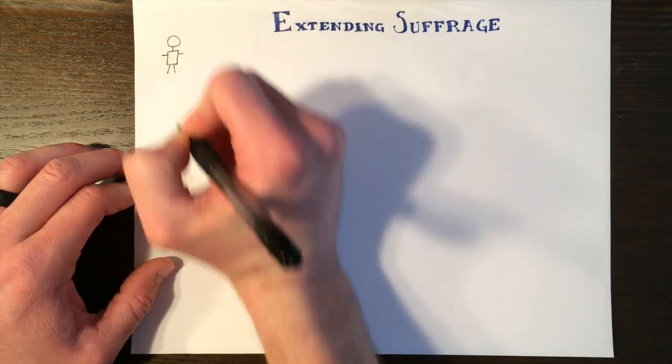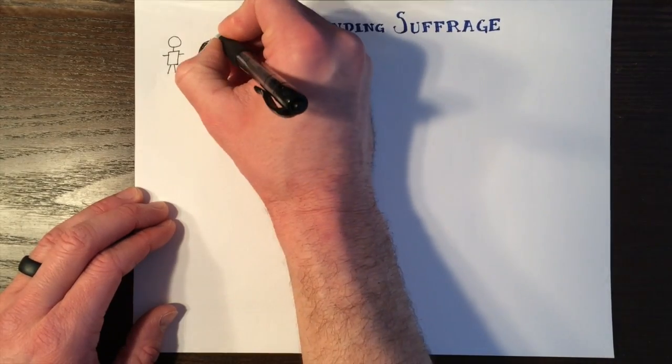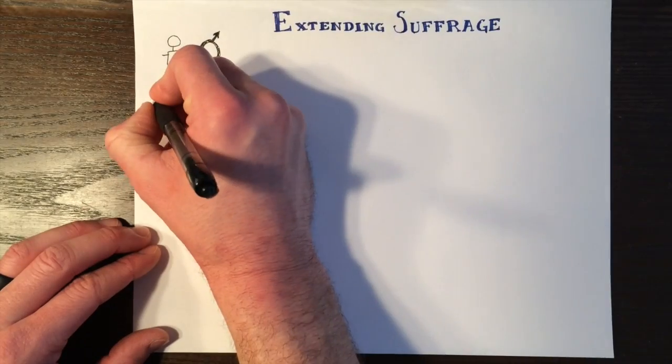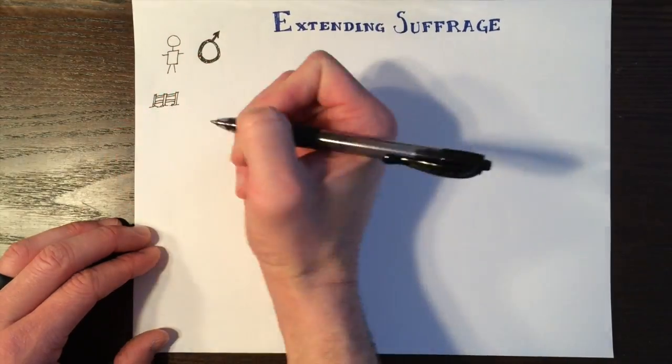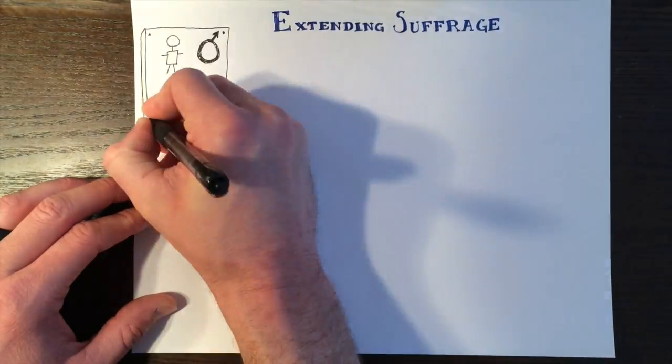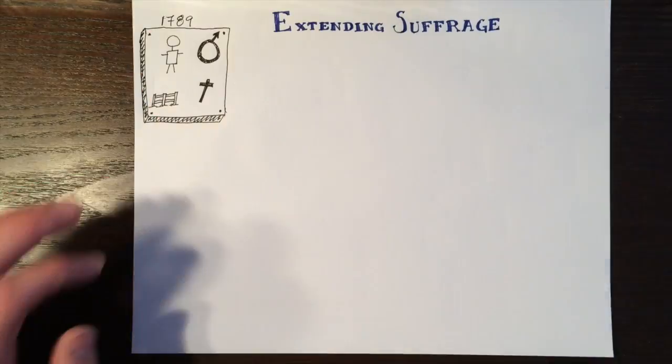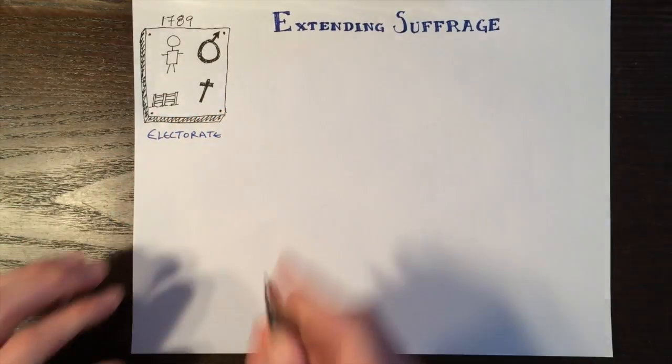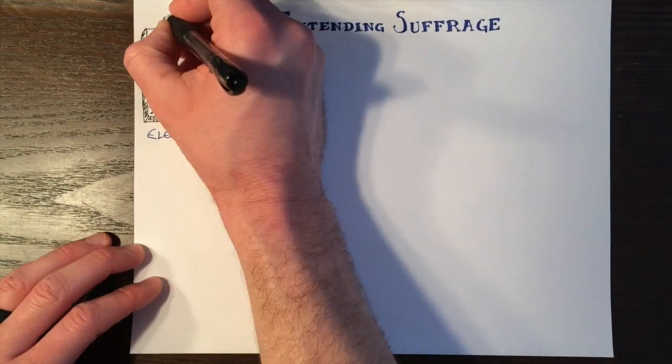Before 1789, the electorate consisted of white, male property owners. There was even an issue of religious belief as well. So if you look at that demographic and who was able to vote, was this a good representation of the United States? If that were the case today, think of how many people would not be able to vote.